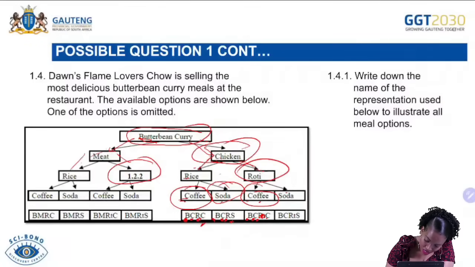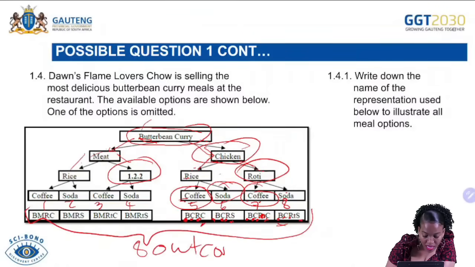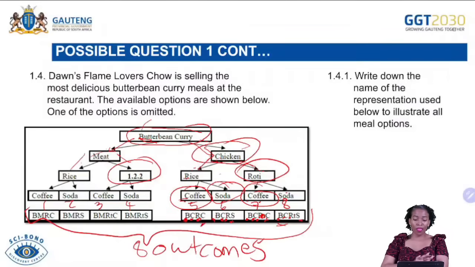Excuse the small t in between. It is what it is. And then this last option, it is when you still choose the butter bean with chicken, with roti, and now with soda. Now looking at all these options, the total outcomes that we are having: 1, 2, 3, 4, 5, 6, 7, 8. So all in all, you are working with 8 outcomes. This is very, very important. Remember, we haven't answered any questions. We are still analyzing the information that is given to us.